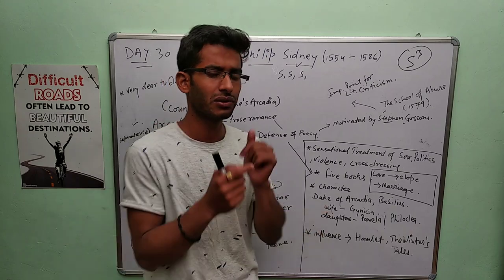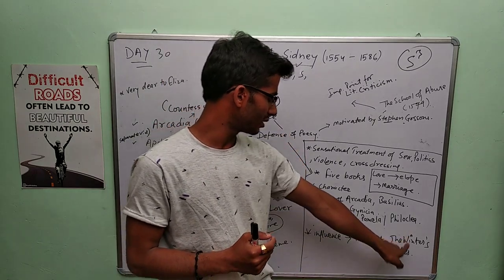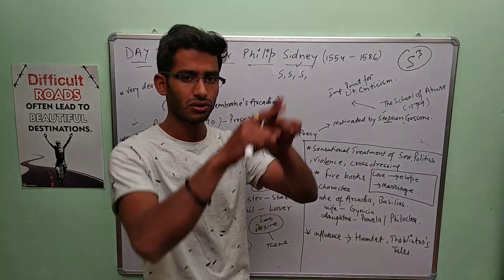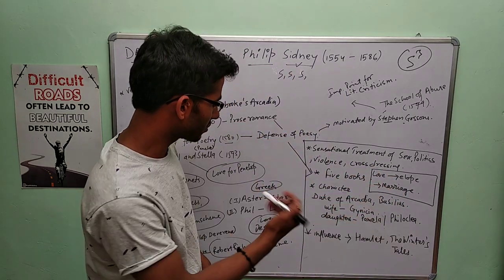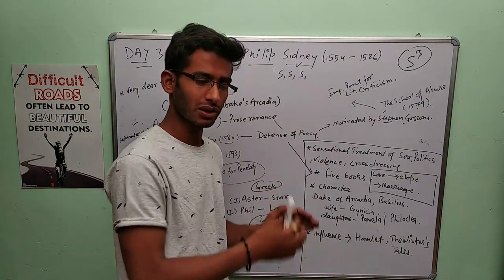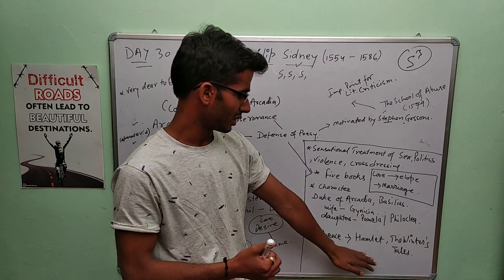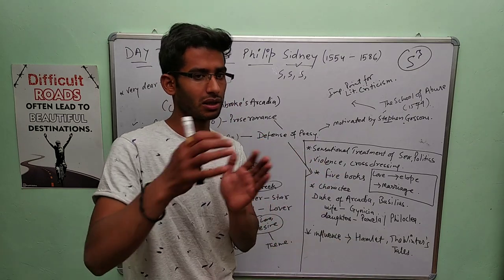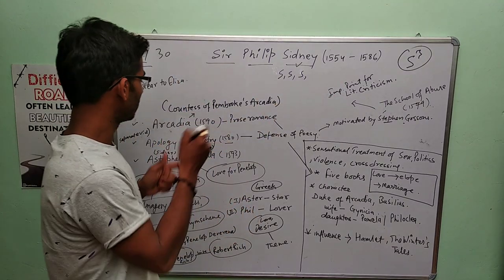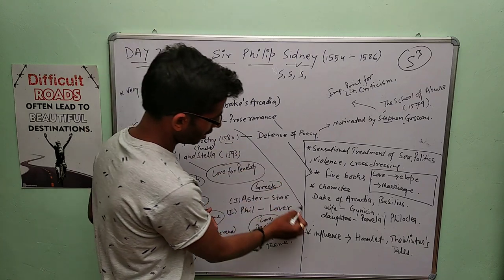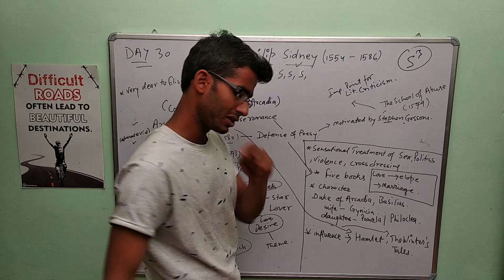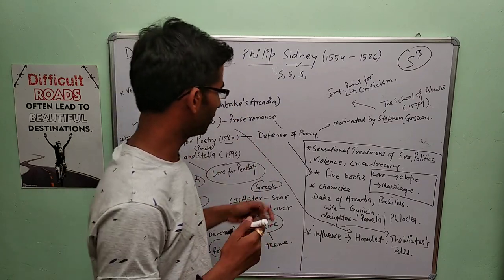So, don't you think this story matches Hamlet and The Winter's Tale? They want to elope. There are love triangles. So that's why it has influence on Hamlet and The Winter's Tale. In this way, sometimes questions are asked: Hamlet is influenced by the story of Philip Sidney's Arcadia. So the connection of Arcadia is with Hamlet, and with The Winter's Tale. Are you getting it? Hopefully you are getting it.